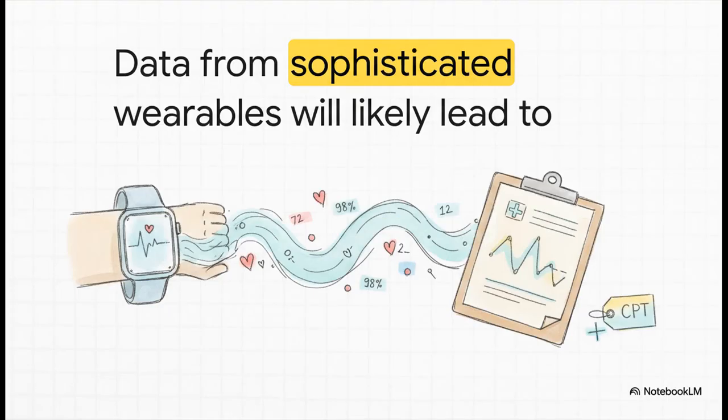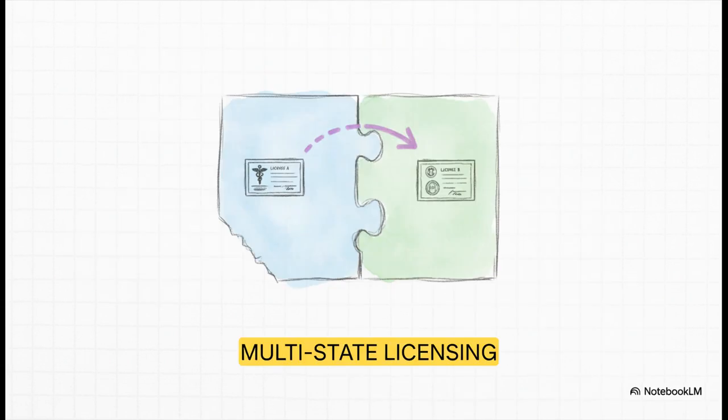And what about all that amazing wearable technology? The data we're getting from these devices is getting so sophisticated, it's pretty likely we'll see new CPT codes designed specifically to capture the value of analyzing all that continuous data. And finally, interstate practice. This is a big one. As telehealth makes it easier to see patients across state lines, our coding and documentation will have to evolve to handle all the complexities of multi-state licensing and different state regulations. It's going to be a whole new challenge.